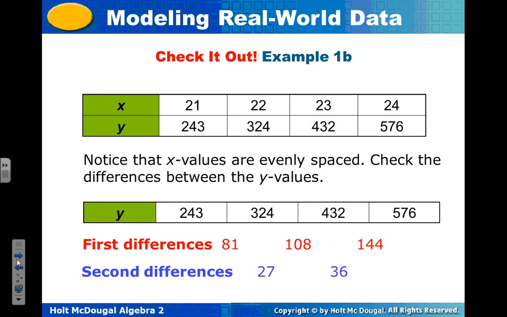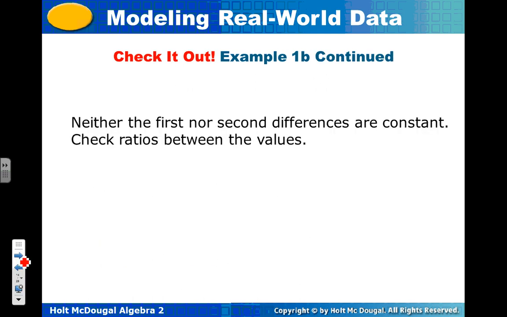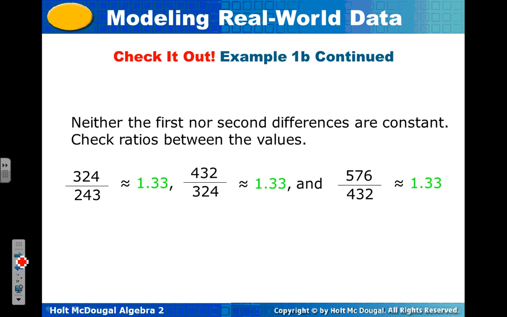All right, what I want to check now are my ratios. So to check my ratios, I divide this way. I take 324 and divide by 243. I take 432, divide by 324. I take 576 and divide by 432. And when I divide those each time, I get approximately 1.33. That's what this says in the green right here. It's 1.33 on all of these.